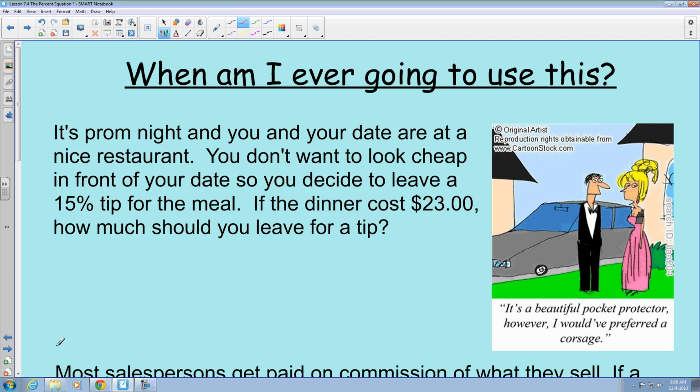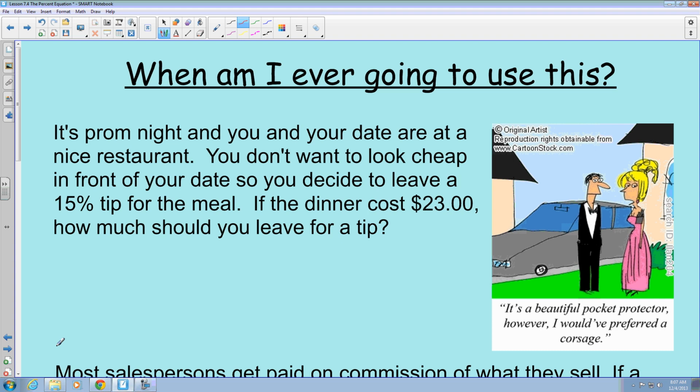Now, this is where you ask the question: when are we ever going to learn this stuff? So here are some real life situations that you may come across where you'll be able to use these types of scenarios. It says it's prom night and you and your date are at a nice restaurant. You don't want to look cheap in front of your date, so you decide to leave a 15% tip for the meal. If the dinner costs $23, how much should you leave for the tip?